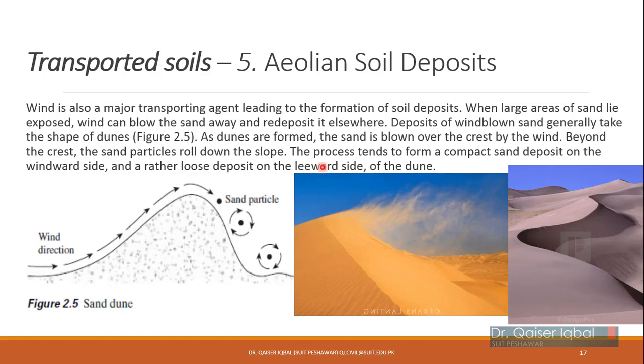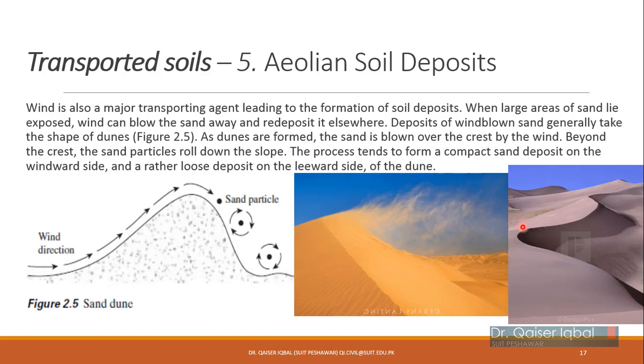Okay. So the process tends to form a compact sand deposit on the windward side. On this side there will be compact sand deposits because the wind is pushing against this side, while over here the particles are only loosely placed, they are just rolled down loosely. So if you are sometimes climbing on the milder side of the dune, on this side of the dune, you will see the sand will be quite hard, but the moment you come on this side you will see the sand will become very soft and you will just start sliding down.